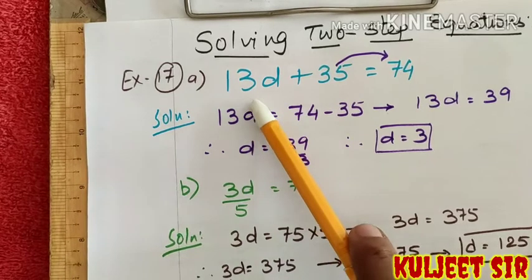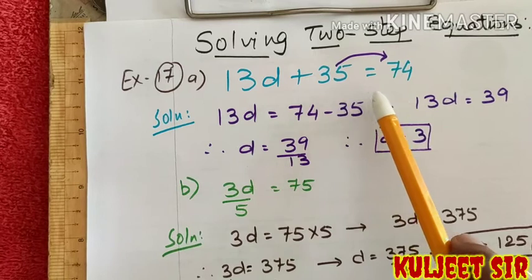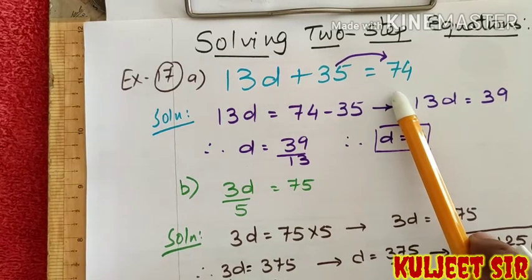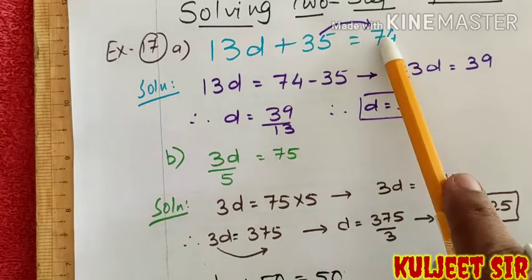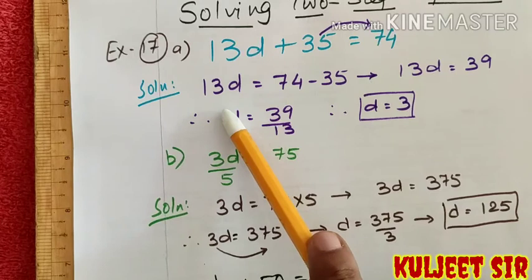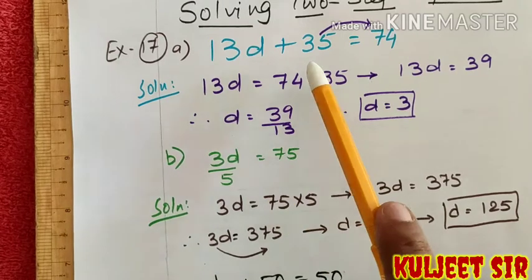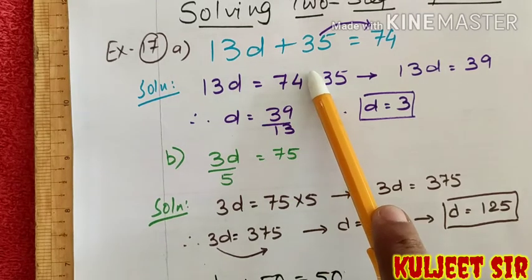17th A, the sum goes like 13D plus 35 is equal to 74. Okay, so now as you can see, I have shown an arrow over here and I start explaining the sum. 13D remains as it is over here. Now you know, we have to keep the variable, we have to get the value for the variable. So what will we do? We'll get the like terms together.